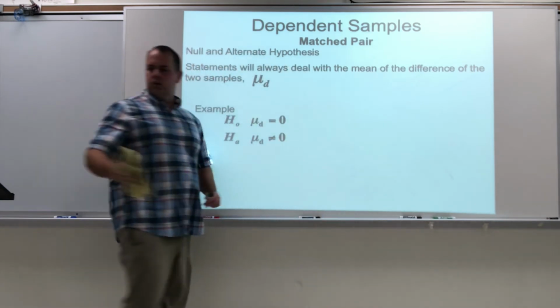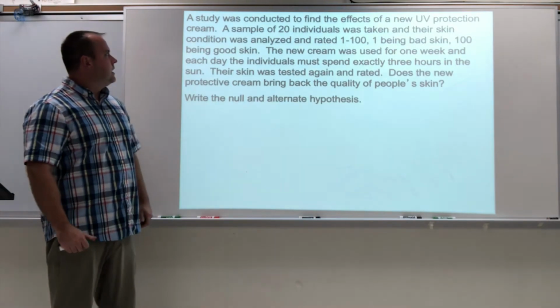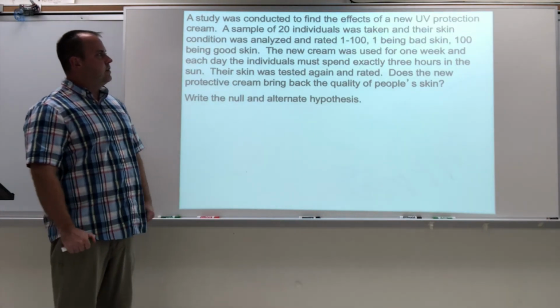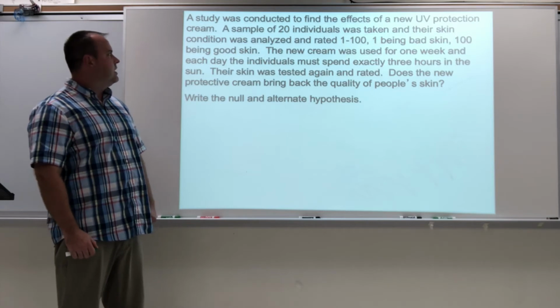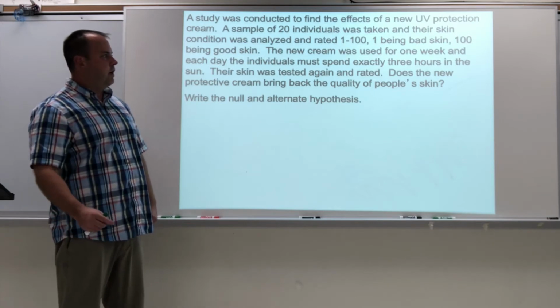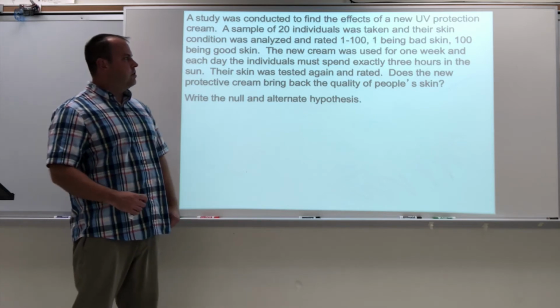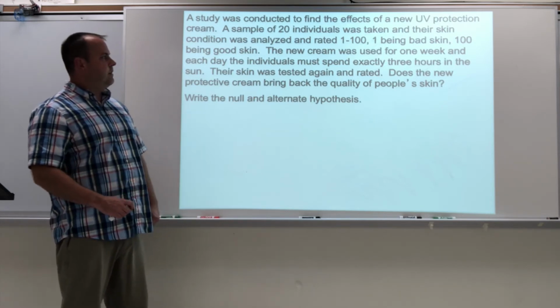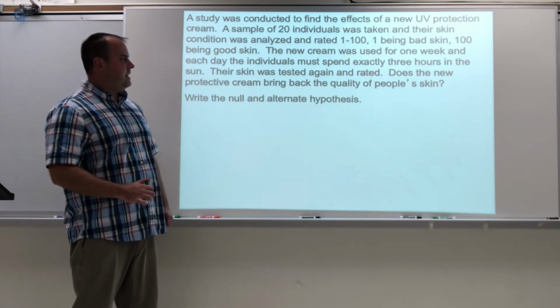So now we're just going to look at some examples of writing the null and alternative. A study was conducted to find the effects of a new UV protection cream. A sample of 20 individuals was taken and their skin condition was analyzed and rated 1 to 100, 1 being bad skin, 100 being good skin. The new cream was used for 1 week, and each day the individuals must spend exactly 3 hours in the sun. Their skin was tested again and rated.